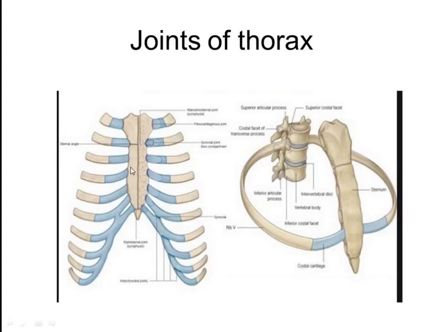So in this you can see articulations of a rib. This is the manubrium sterni. These are the costal cartilages. So in this you can see the first rib articulating with the side of manubrium sterni through the costal cartilage. So in this you can notice that it's not a single joint, it's a double joint.